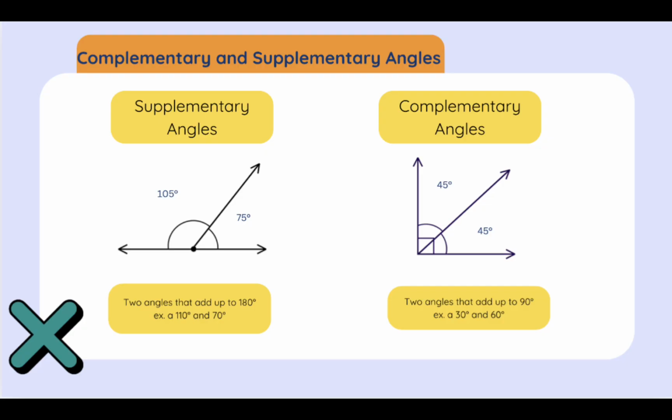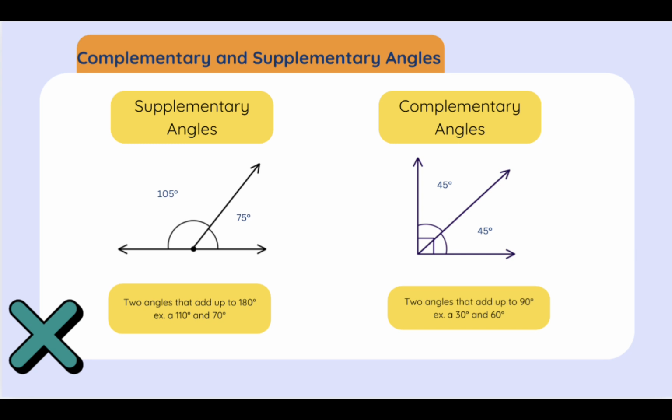Last, we have supplementary and complementary angles. Supplementary angles are 2 angles that add up to 180 degrees. In the picture, there is a 105 degree angle and a 75 degree angle. Together, those add up to 180 degrees.